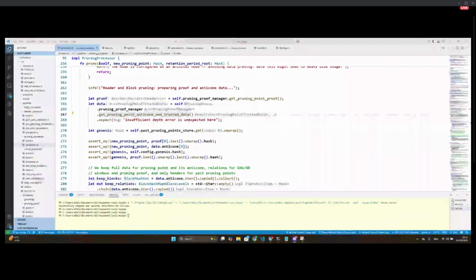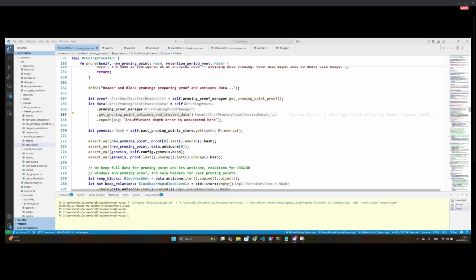It's trusted in the sense that when you sync from me, I give it to you. You don't really trust it. You make sure that the headers above the pruning point validate correctly according to that data. So the proof of work you validate kind of enforces this information. There's no real trust here, but nonetheless, it's called trusted data in the code.